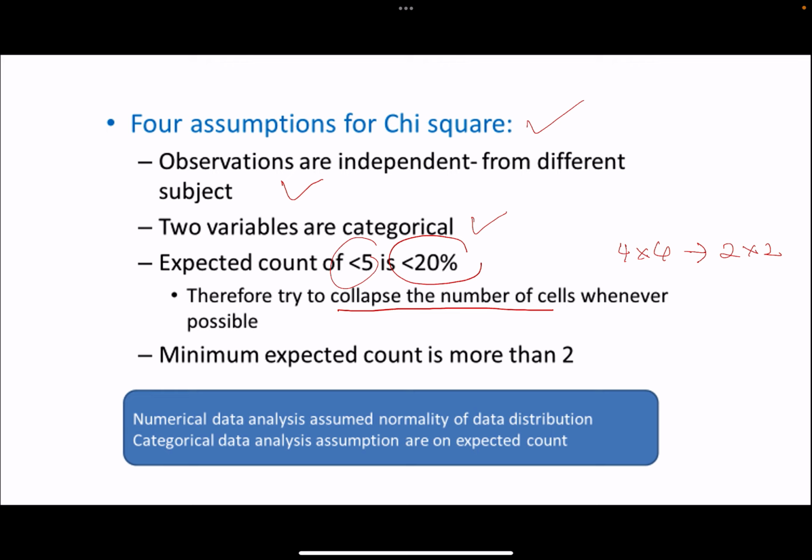And the fourth assumption is that the minimum expected count must be more than 2. So we cannot violate any of these assumptions. So we have to fulfill all of these 4 assumptions for chi-square before we proceed to make a decision based on the chi-square results. Okay.